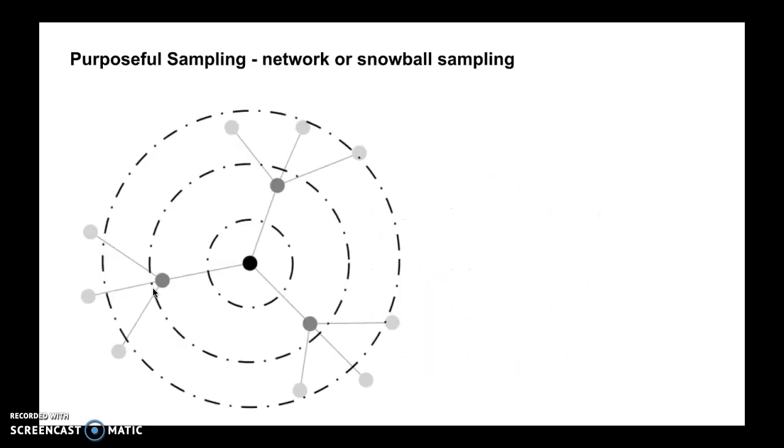Another purposeful sampling is called network sampling or snowball sampling. Network sampling is very easy to understand. Sometimes it's very hard for you to find a group of people to interview. What are you going to do? You find one person that you believe will tell you a lot of important information, and then after you interview him or her, you ask, do you have any friends who you believe will give me some other important information? And then he or she will recommend those people to you, and you start getting more participants.